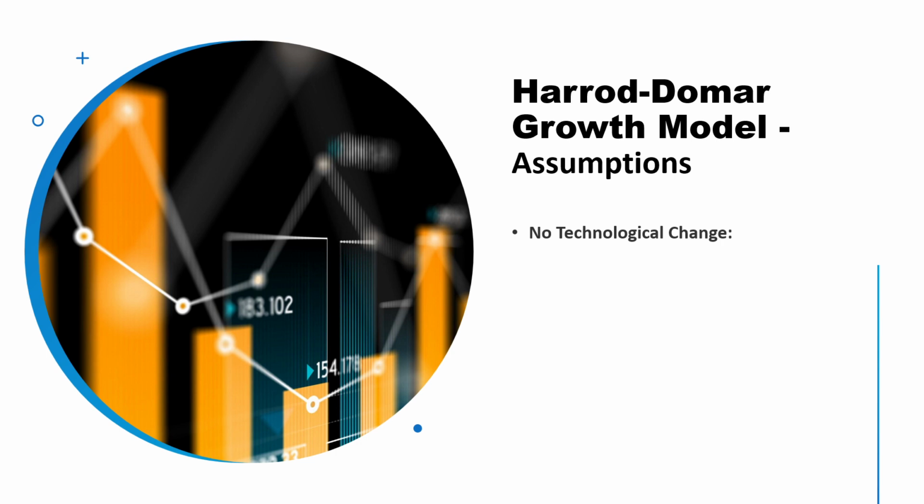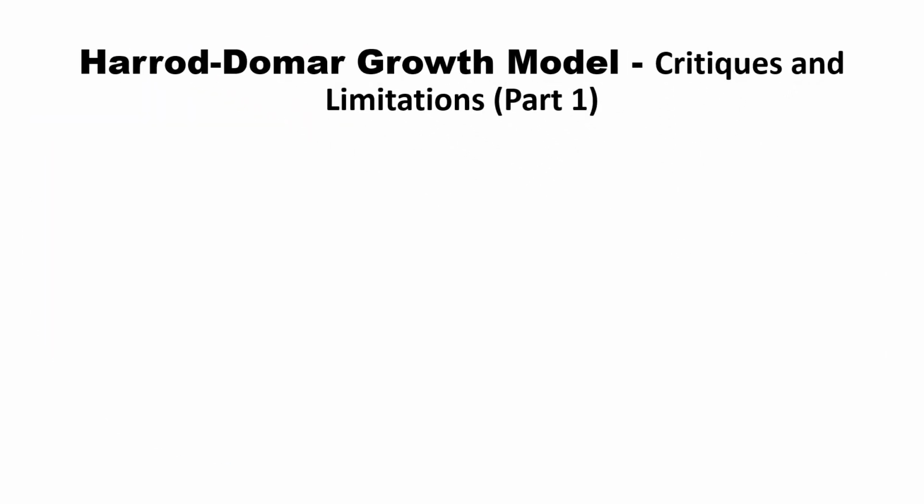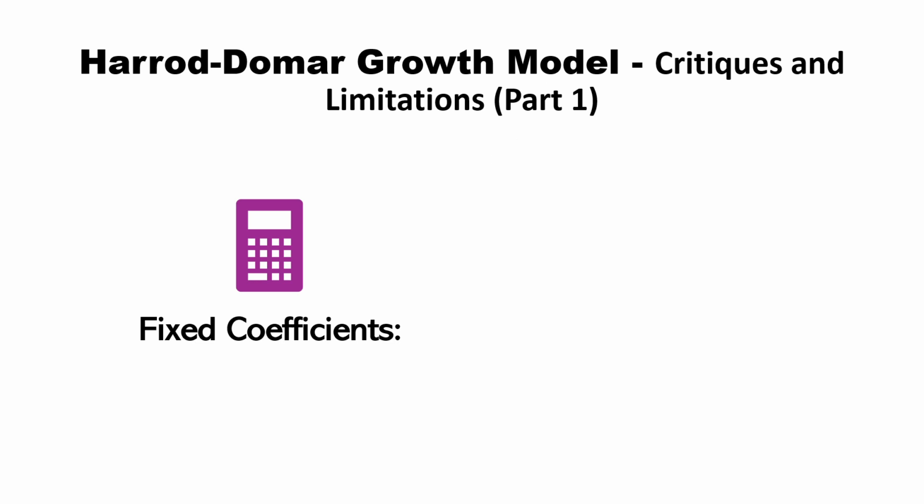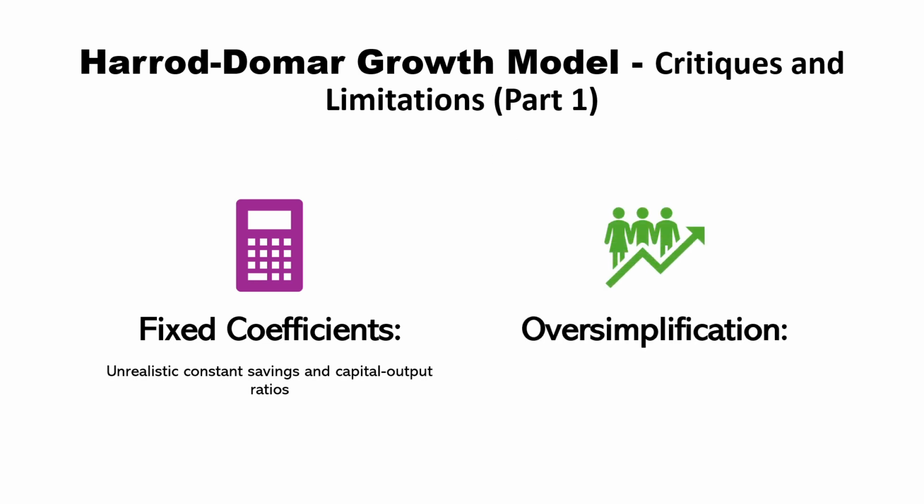Sixth one is the absence of technological change. Technological progress is not considered in this model. This is a significant limitation as technological advancements play a crucial role in enhancing productivity and fostering economic growth. Let's see the critiques and limitations. While the Harrod-Domar model provides a clear framework for understanding the relationship between investment and growth, it has been subject to criticism. One major critique is its assumption of fixed coefficients for saving and capital output ratios, which do not reflect the dynamic nature of real economies. Additionally, by not incorporating technological progress and other factors like human capital development, the model oversimplifies the growth process.